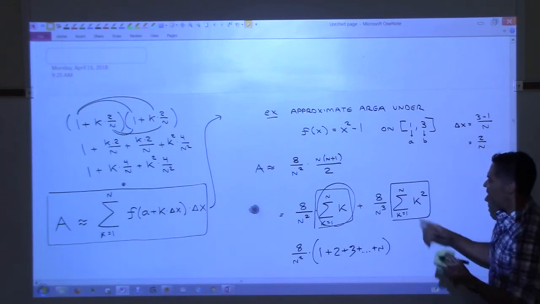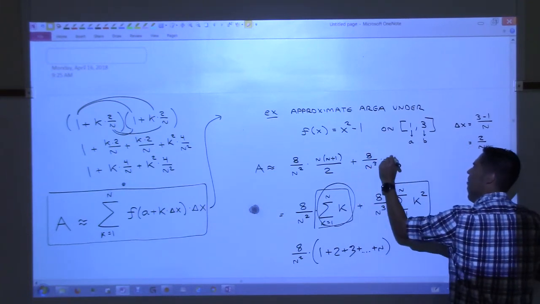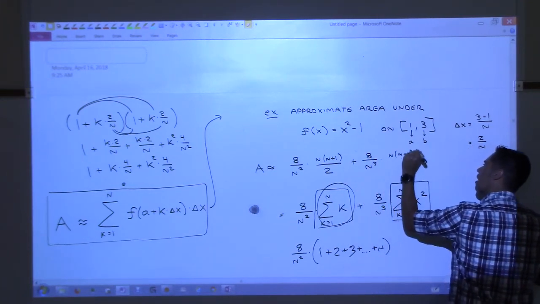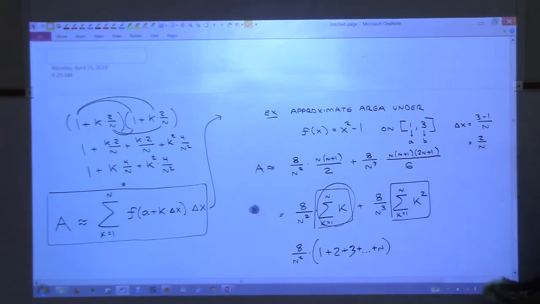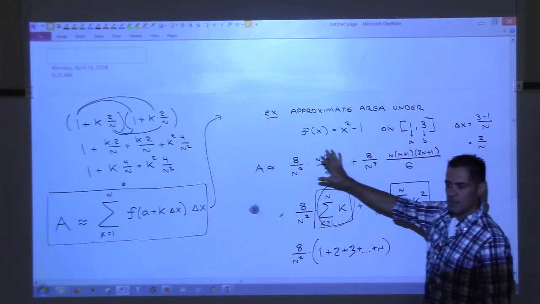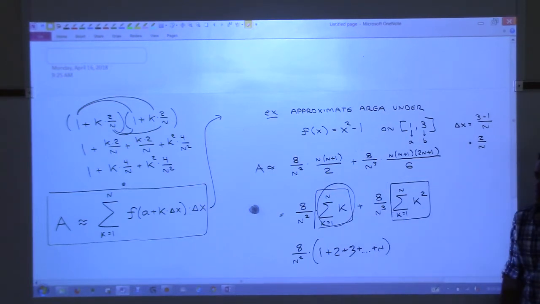And then what is this sum? So I have plus 8 over n cubed. That was n times n plus 1 times 2n plus 1 all over 6. And we no longer have k's. So our area is approximately this. You just give me an n now, and I will have my approximation. All right? Is that okay?